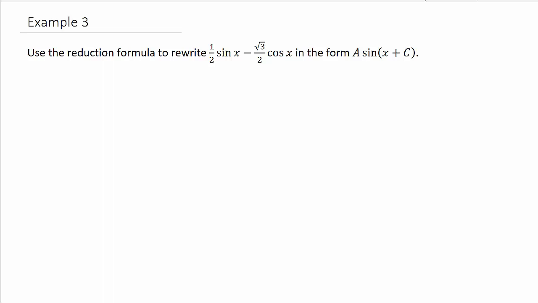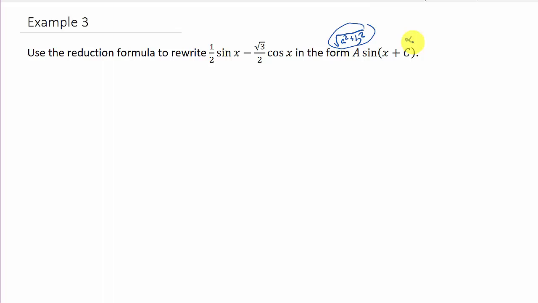So it says use the reduction formula to rewrite 1/2 sine x minus square root of 3 over 2 cosine x in the form A sine x plus C. Now I know the formula for this in front here, it was the square root of a squared plus b squared. Well, they're just using A instead of writing all that down. Okay, but A is this, and then C, that's like the alpha in the formula.